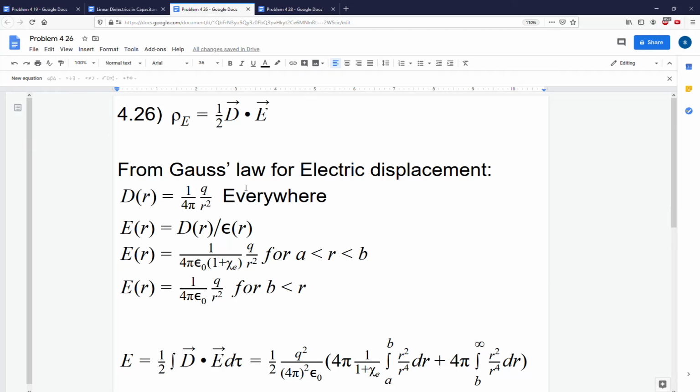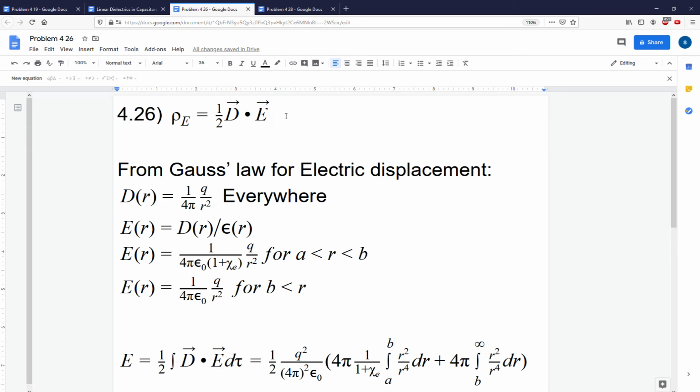Problem 426. So to find the energy of this system, I am going to use the formula where energy density is 1/2 times electric displacement field times electric field. So that means that what I need to do is define this electric displacement field everywhere and this electric field everywhere.